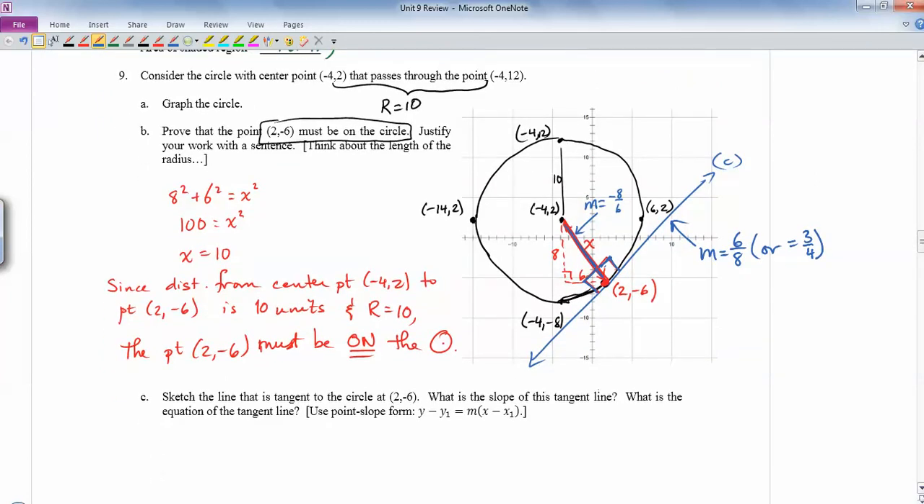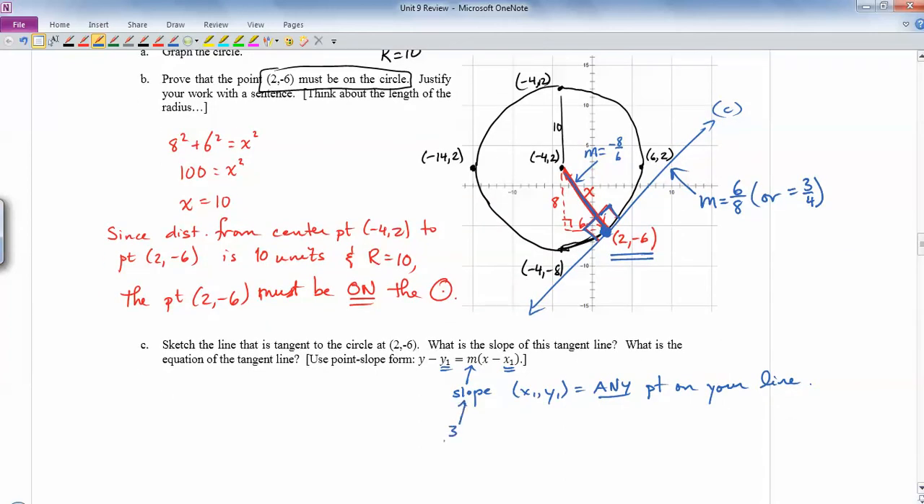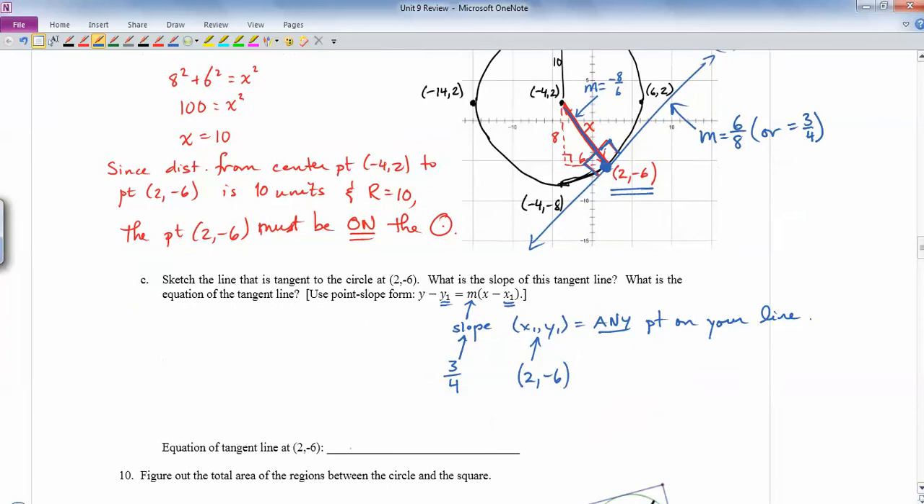Okay, so when I write point slope form, remember that m is slope, and the x1, y1 is any point on your line. Well, we're looking at the tangent line, and I know that the point 2, -6 is on that line. In fact, that's the only one I know for sure is on that line. I already know my slope is 3/4, and I know the point on that line is 2, -6, so I'm just plugging those in. So the equation of the tangent line is going to be y minus -6, so +6, equals the slope, 3/4, times x minus the x1, which is 2. So there's the equation of that tangent line.